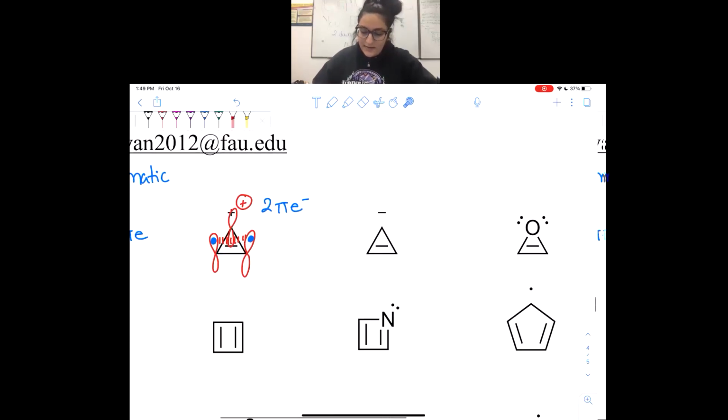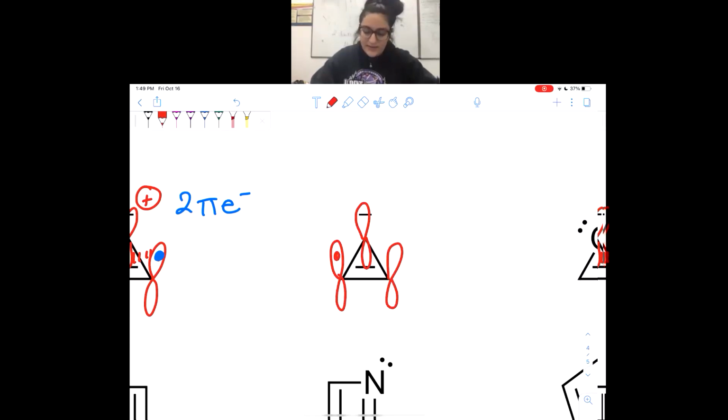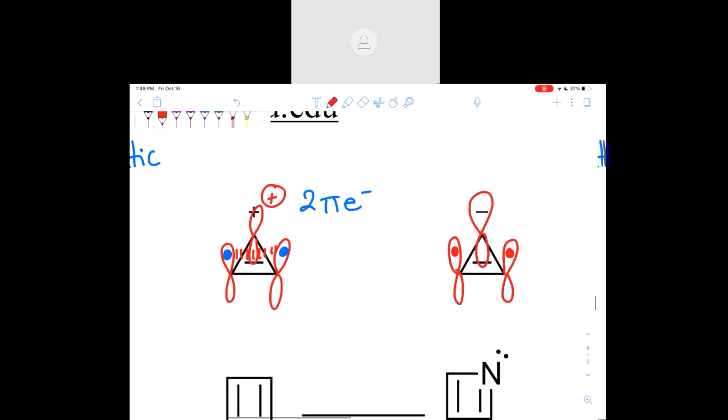Okay, so now we have the anion. So someone remind me in the chat, how many electrons are going to be in this anion orbital? I have a question real quick. And I think there's going to be 3. But for the one prior, for the 2 pi electrons, are we saying that it does follow the 4n plus 2 rule because it would be 10 and 10 was one of our numbers, or?